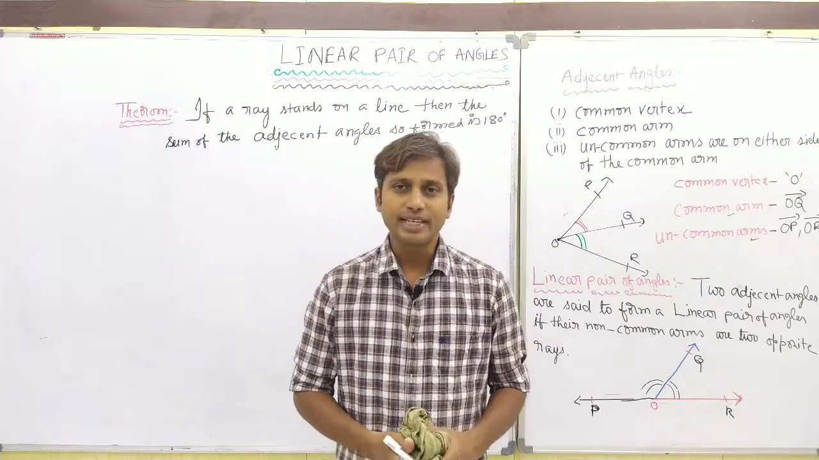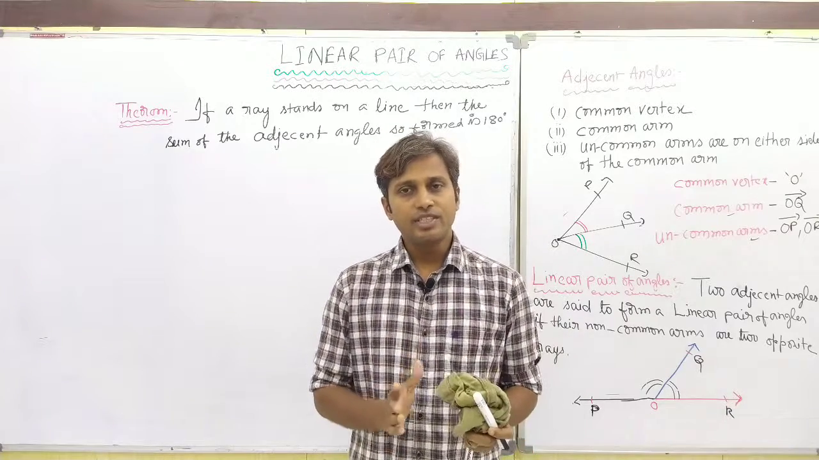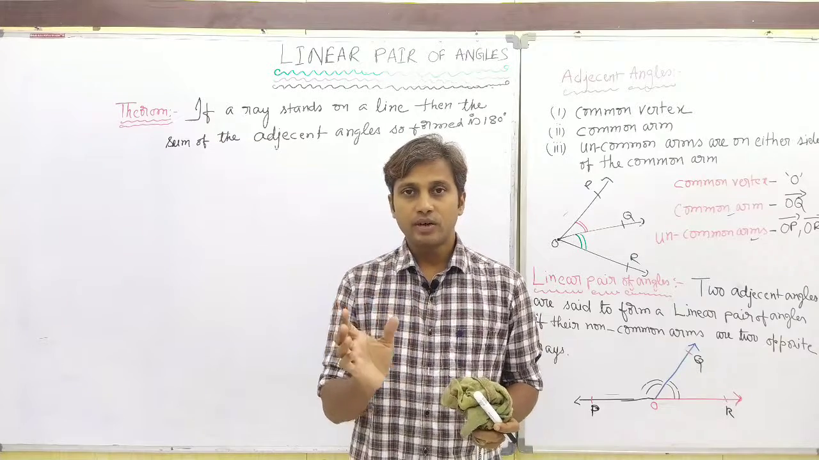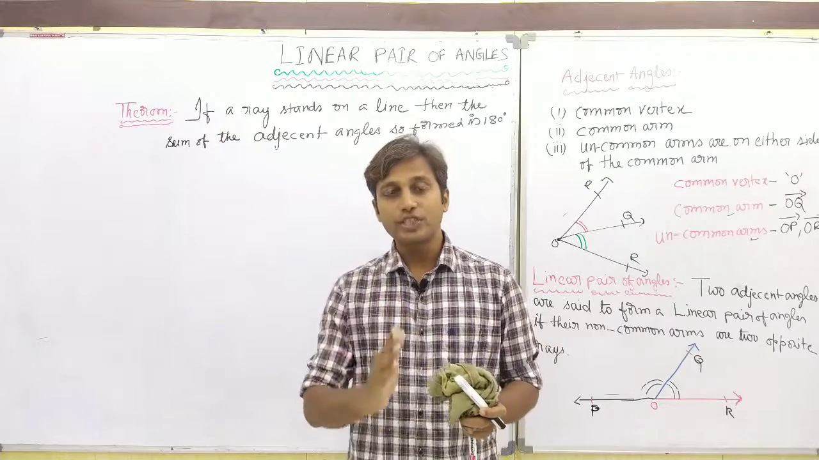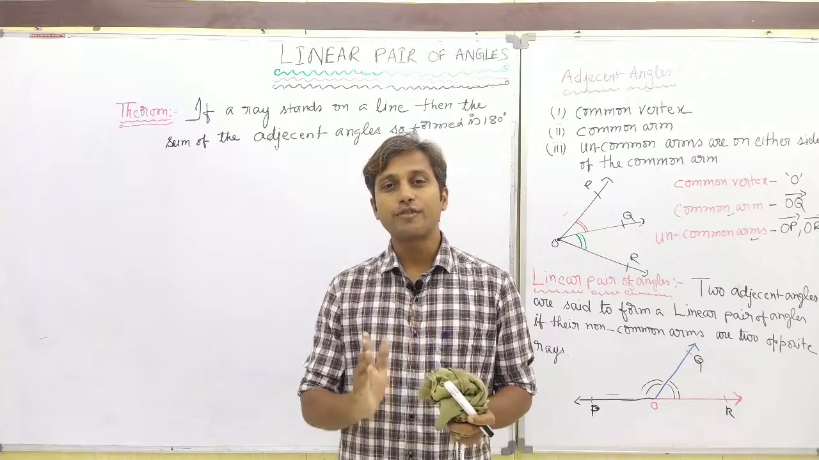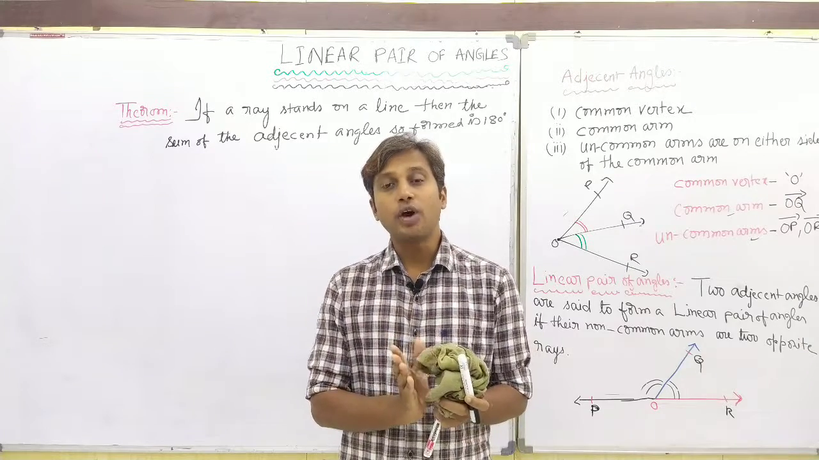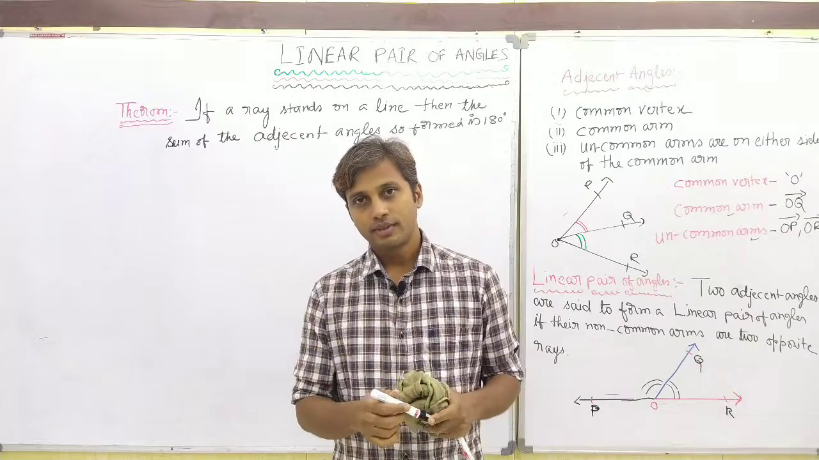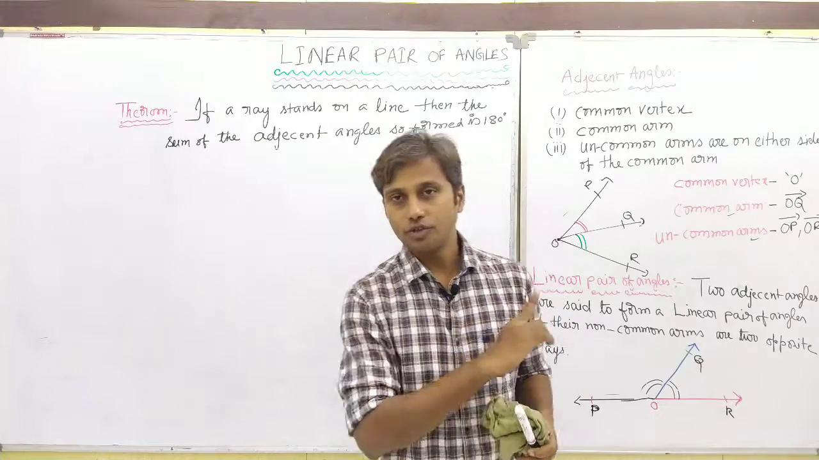What is meant by adjacent angles, guys? Adjacent angles means a pair of angles, once again, a pair of angles which are made on both sides of a common arm, with the two uncommon arms, at a common vertex. If you did not understand, I'll show you in the figure.